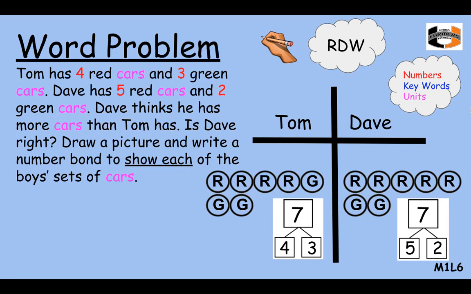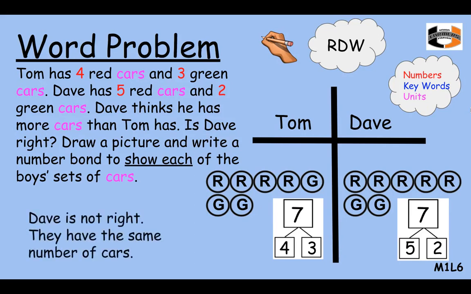So now that we've drawn a picture and done a number bond, what should we do? Right, we need to write a statement. The question is, is Dave right? No, Dave's not right. He thought that he had more. Dave is not right. They have the same number of cars.